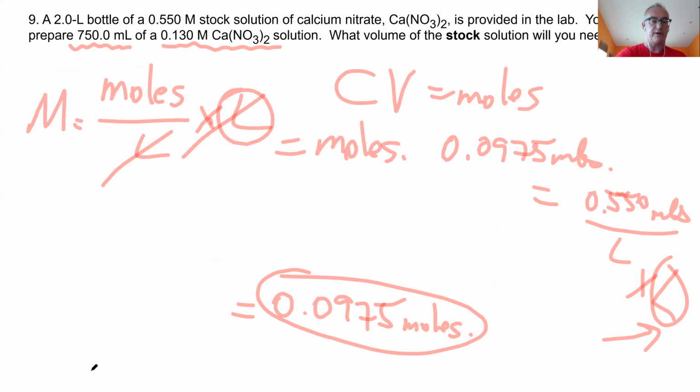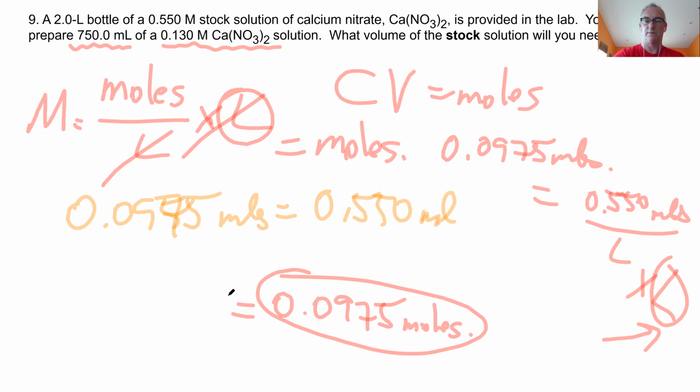Might be easier if we put it in a line. So 0.0975 moles equals 0.550 moles over liters times, let's say, X. So basically solve for X. Did you understand it? Yeah, I got it, but now we're... So if you're going to solve for X, what do we get for X?